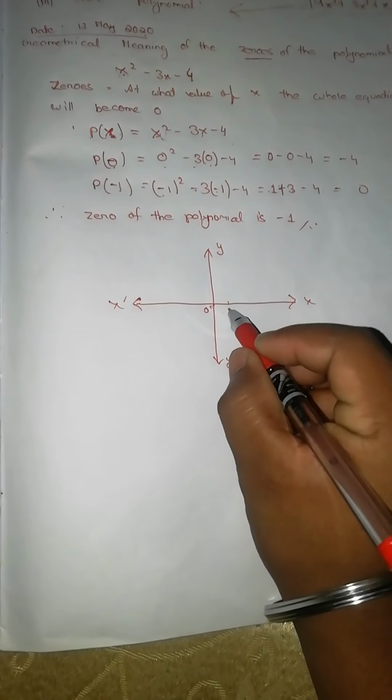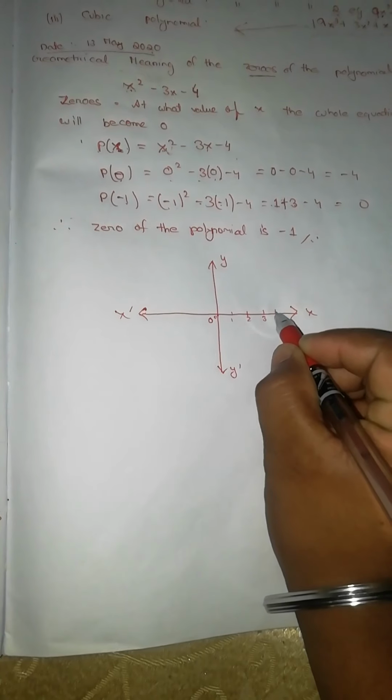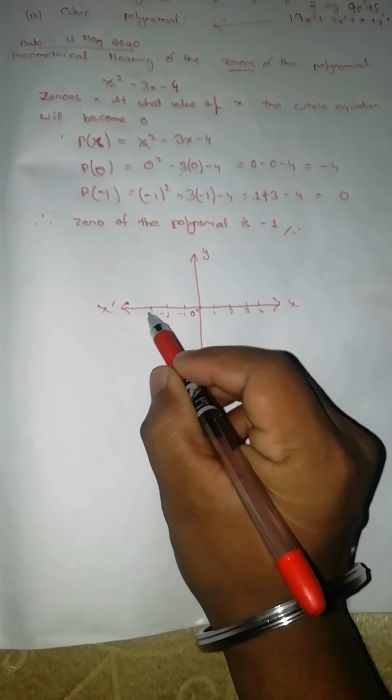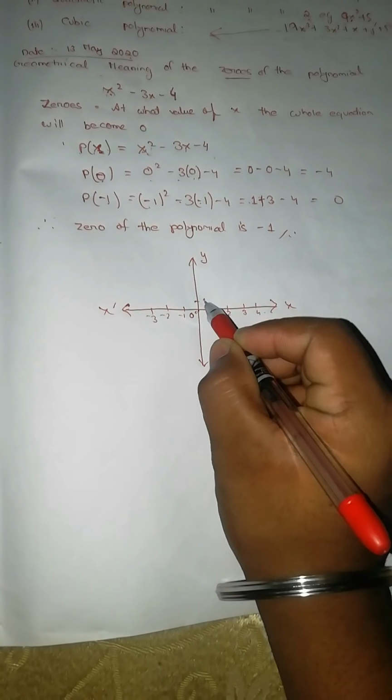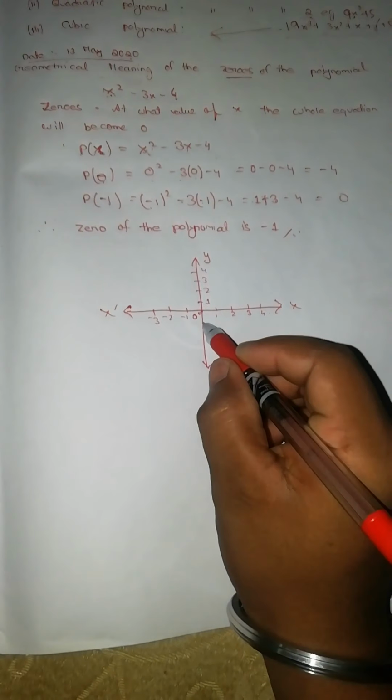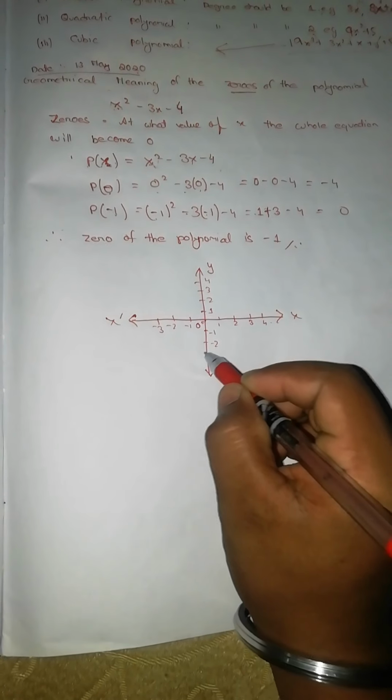For finding the value of x, you know the x values go 0, 1, 2, 3, 4 in this direction, and on this side it is minus 1, minus 2, minus 3. In the same way upward it goes plus 1, plus 2, plus 3, plus 4, and downward it is minus 1, minus 2, minus 3, isn't it? So this is the graph.